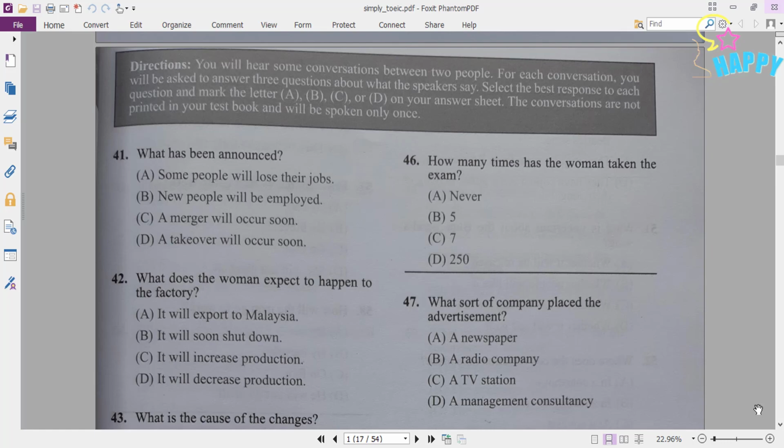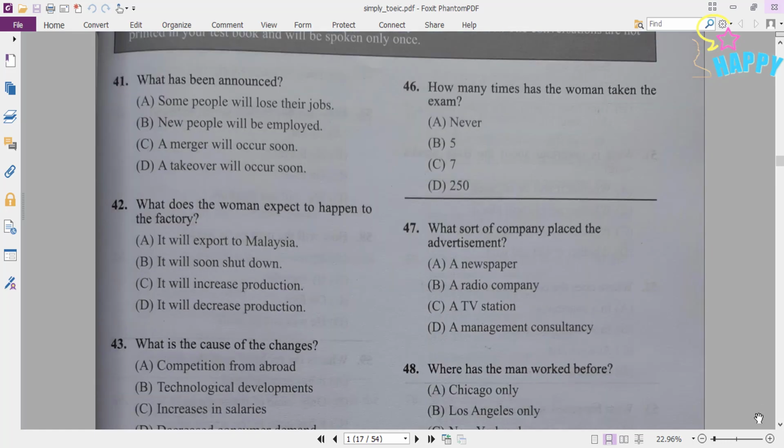Part 3. Directions. You will hear some conversations between two people. For each conversation, you will be asked to answer 3 questions about what the speakers say. Select the best response to each question and mark the letter A, B, C, or D on your answer sheet. The conversations are not printed in your answer book and will be spoken only once. Now let us begin with question number 41.